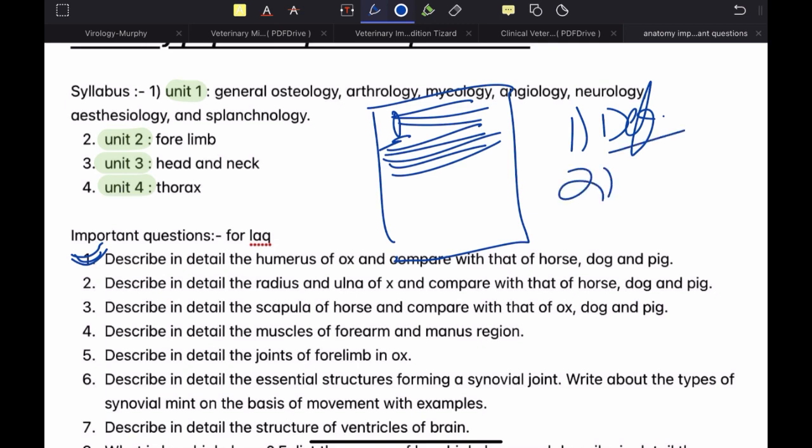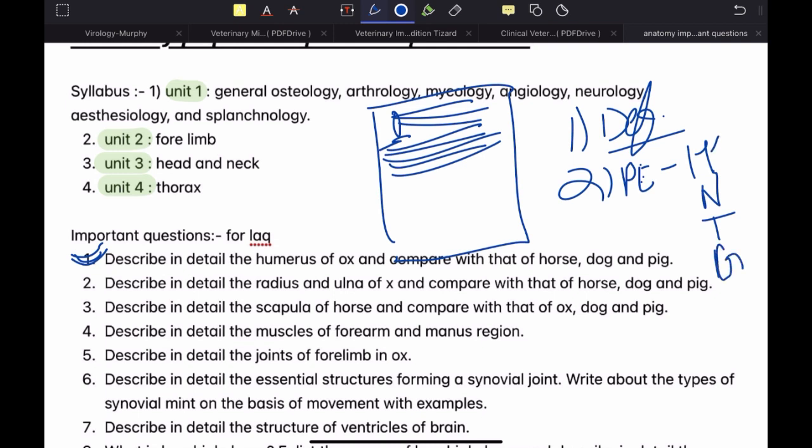Then we'll have surfaces, borders, and extremities. So humerus has 4 borders, 4 surfaces, 2 extremities. Then you will start with either of these topics. Let us say I'm starting with the extremities. I'll say it has 2 extremities, proximal and distal. Then I'll enlist the various structures which are in the proximal extremity. For example, it has head, neck, tuberosities, and a groove. So these are the 4 structures that are present.